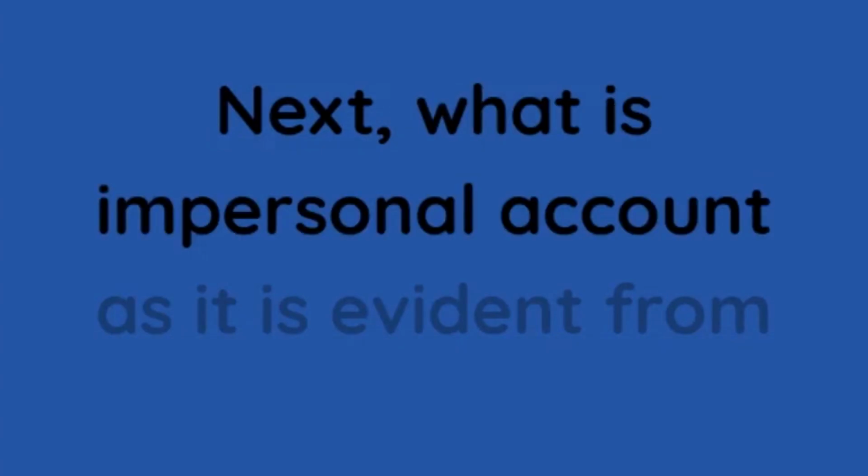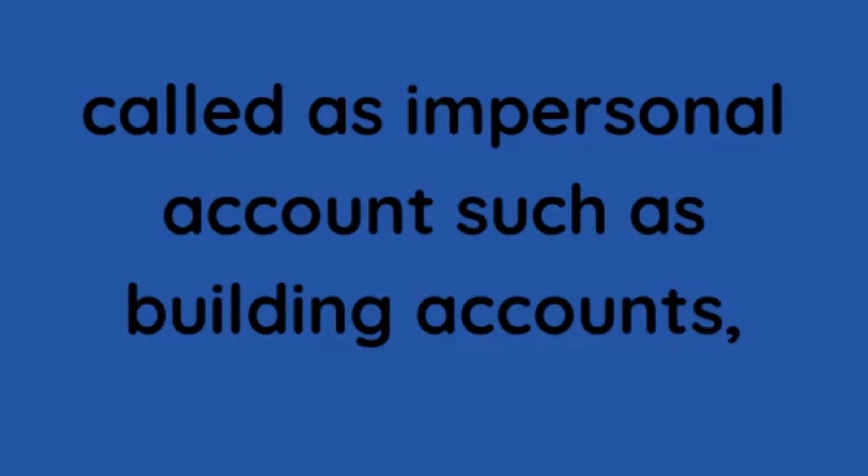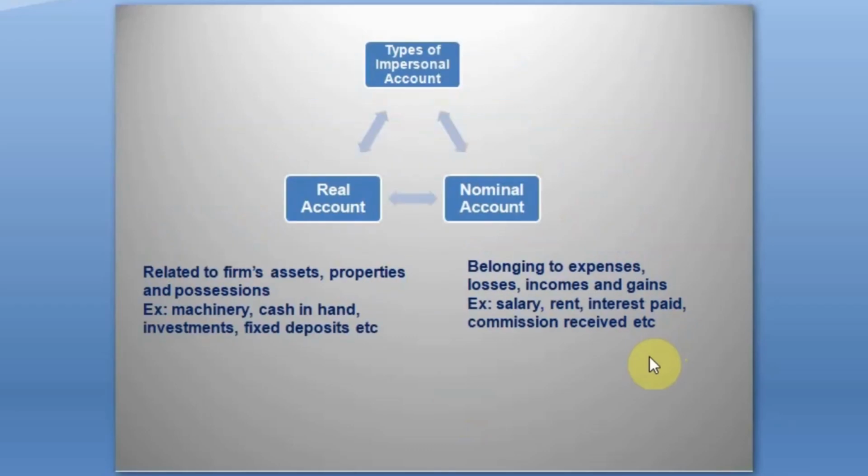Next, what is an impersonal account? As is evident from the name itself, accounts which are not personal are called impersonal accounts, such as building account, salaries account, etc. As you already know, there are two types. First one is real account and second one is nominal account. Accounts related to firm's assets, properties and possessions are called real accounts, such as machinery, cash in hand, investments, fixed deposits, etc. Nominal accounts are the accounts belonging to expenses, losses, incomes and gains, such as account for salary, rent, interest paid, commission received, etc.